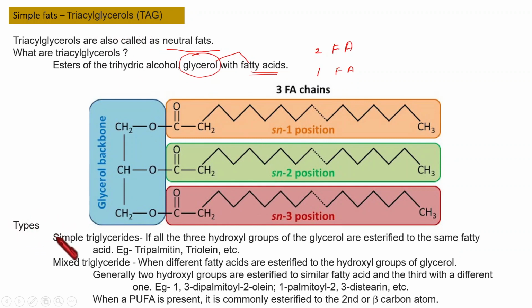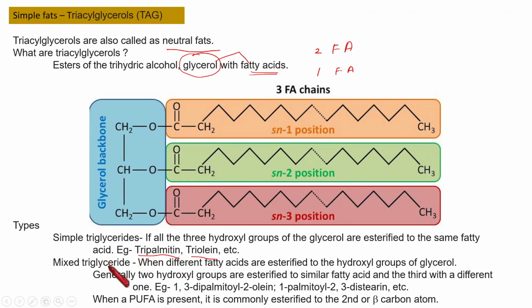Then which are the different types? Mainly 2 types are there: simple triglycerides and mixed triglycerides. Simple means in that type of triacylglycerol, all the fatty acids attached to the glycerol are of the same type. So that is simple triglycerides. Examples: tripalmitin, triolein, etc. The 'tri' itself indicates that all the fatty acids are the same. There is no mention of a different fatty acid here.